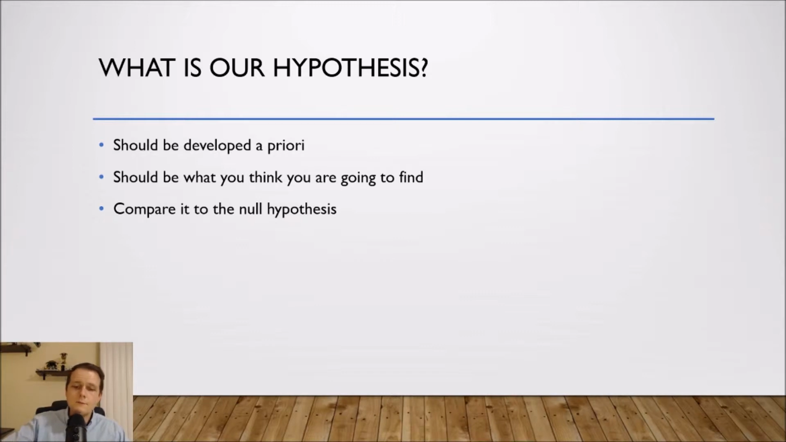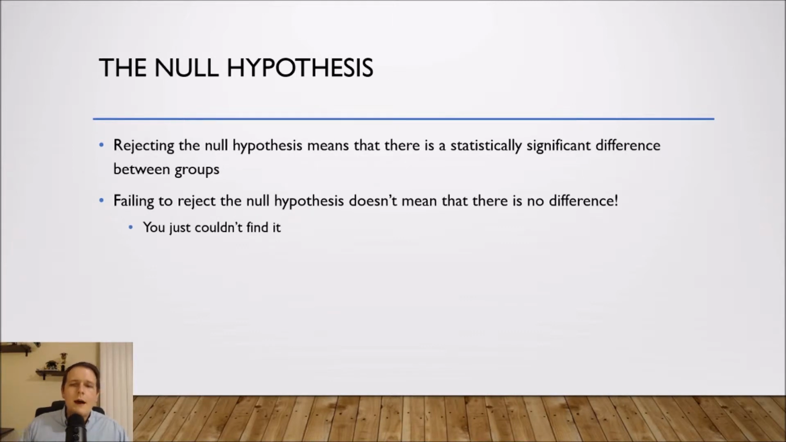So remember, when we say that we are finding statistically significant results, that's basically saying we're going to be rejecting the null hypothesis. Rejecting that null hypothesis means there is a real difference between the groups that we're comparing there. When you fail to reject that null hypothesis, it doesn't mean that there's no difference between the groups. It just means that we couldn't find it.